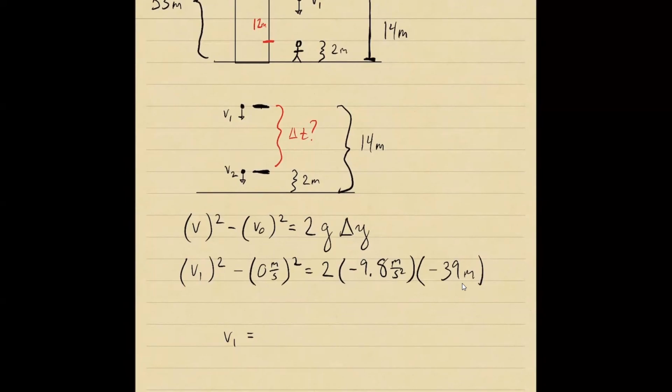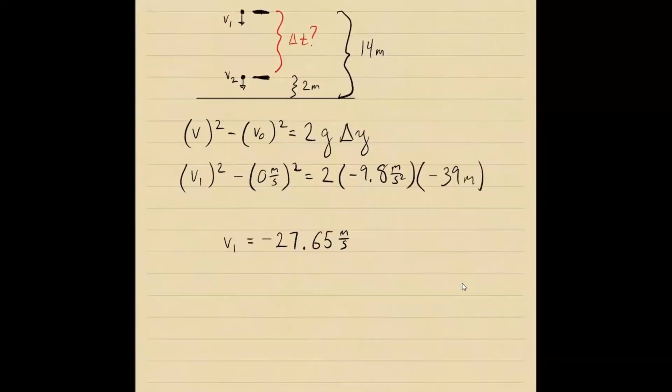And this is going to be equal to 27.65 meters per second. But remember that this thing is falling downwards, so its velocity must be negative. So we need to add in this negative sign here. All right, so that's V1. Now for V2, we're going to do the same thing.